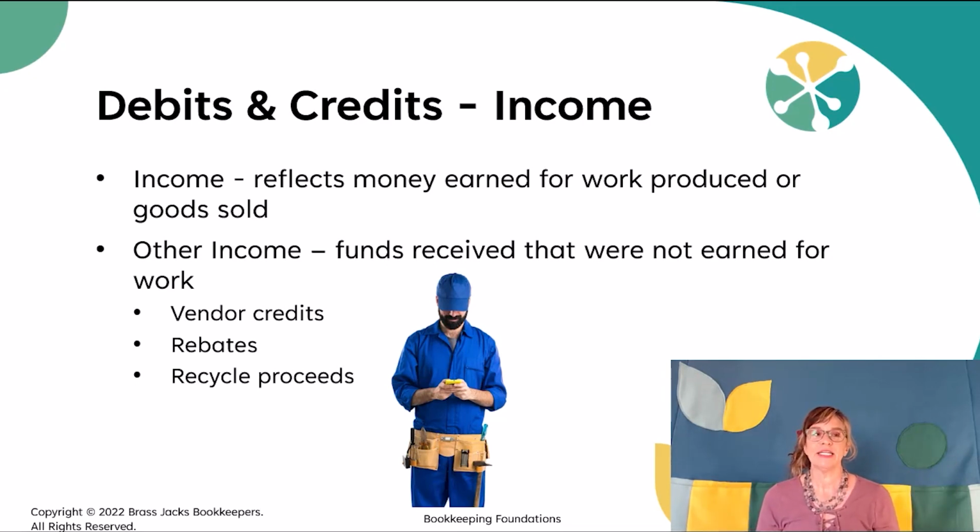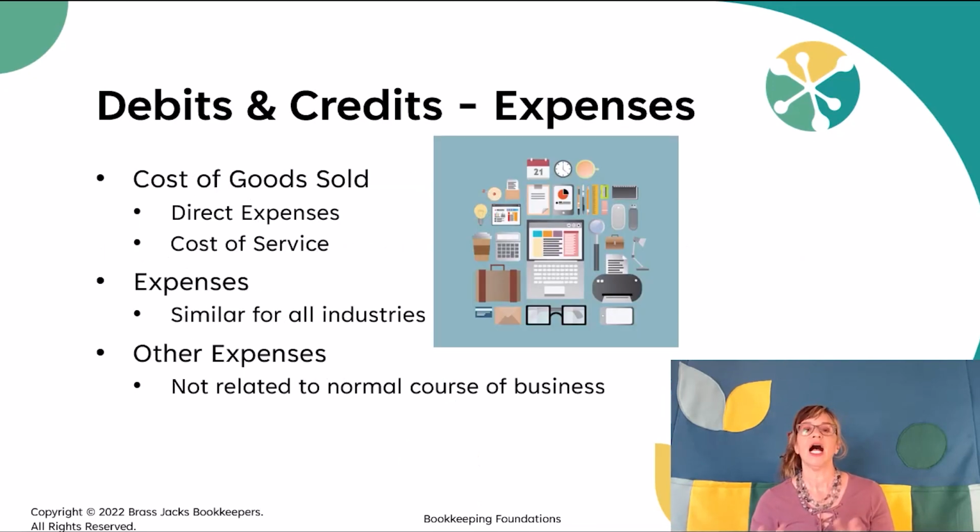I have clients that do a lot of work with metals and they have all this scrap metal. So when they go into the recycling place and sell their scrap metal, the money from scrap metal sales would be other income because it's not directly related to the work we're performing for the clients or the goods we're selling to clients. So that's what other income is. It's the other stuff. All the income accounts are credit accounts. To increase, you credit.